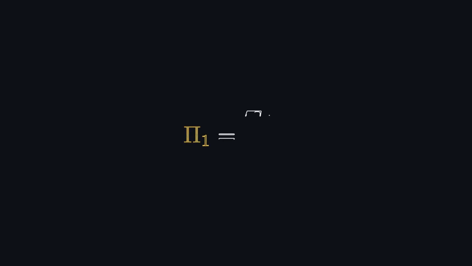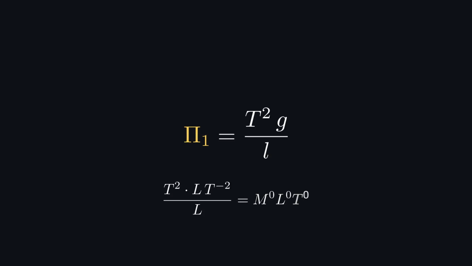Solving the little system of exponents, the first one comes out clean. Period squared times gravity divided by length. Check the units: time squared times length over time squared, over length. The times cancel, the lengths cancel, and you're left with pure number. Beautiful.